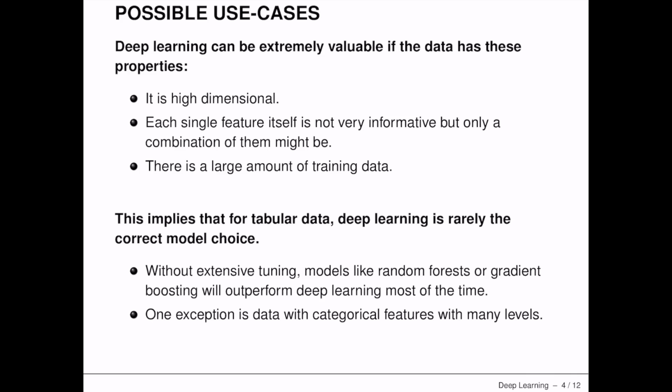This implies that for certain types of data, deep learning is not the method of choice. For example, if we have tabular data, where we have only a few entries per data point, and each of these entries is meaningful itself. In such a case, methods like random forest or gradient boosting could outperform deep learning.